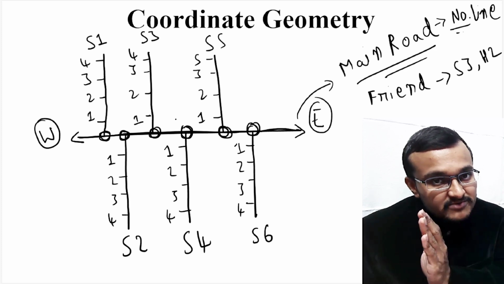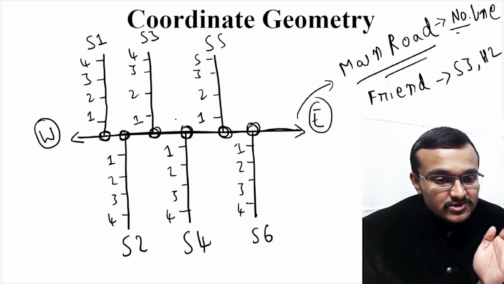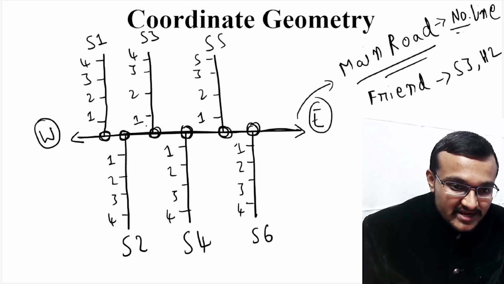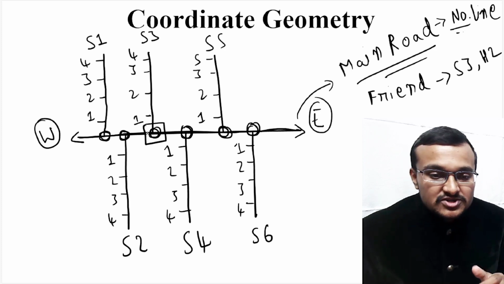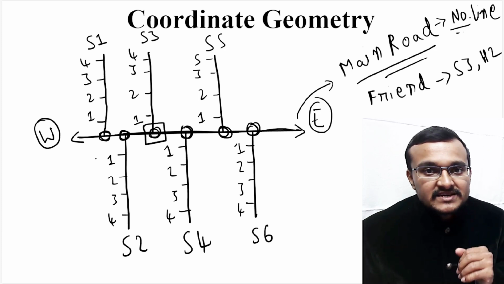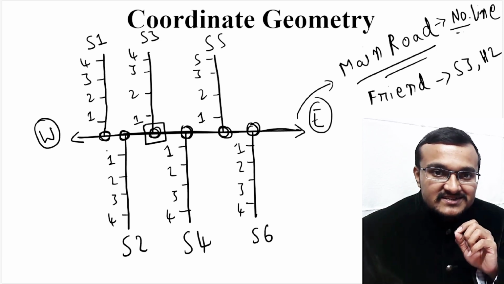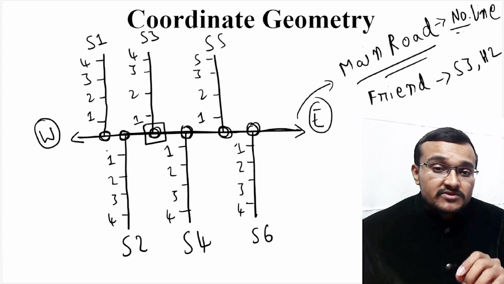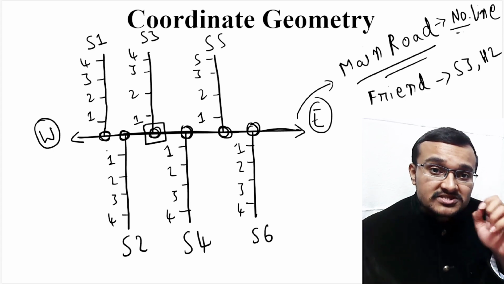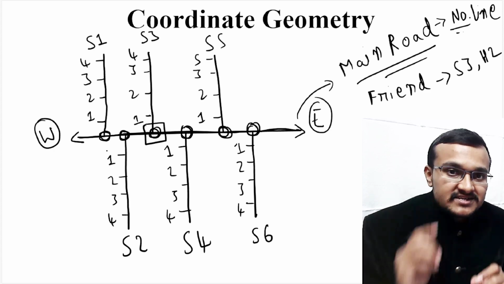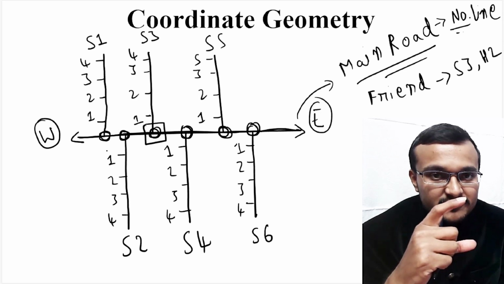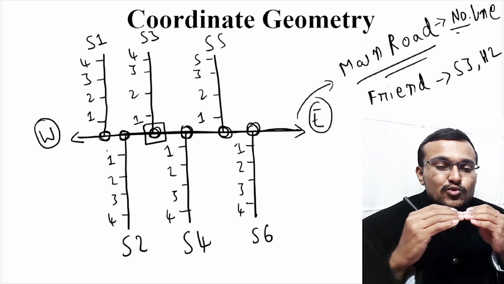So from west to east, whatever main road is running, that main road I am considering as number line. So on this number line you can locate this particular position, that is street 3. So now you have located street 3. Just locating street 3 will not give you the house of your friend, because your friend's house is house number 2 in street 3.